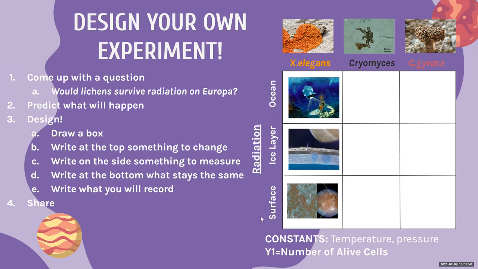And then at the bottom, you write what stays the same. So here again, I want to keep any other environmental condition the same. Even though Europa probably has colder temperatures, different pressures, and different nutrients, that's not what my question is asking, right? It's just asking if it could survive the radiation levels. So that's just going to stay the same for all of my experiments.